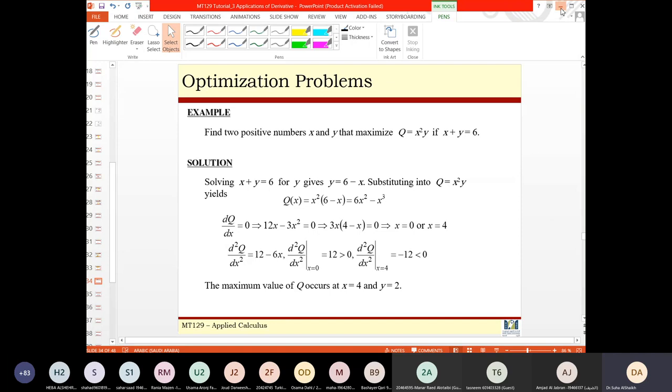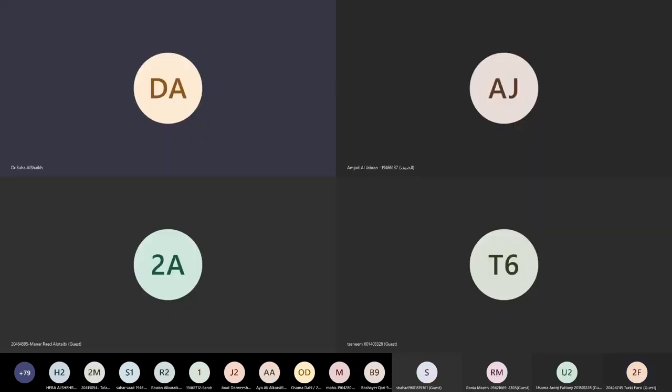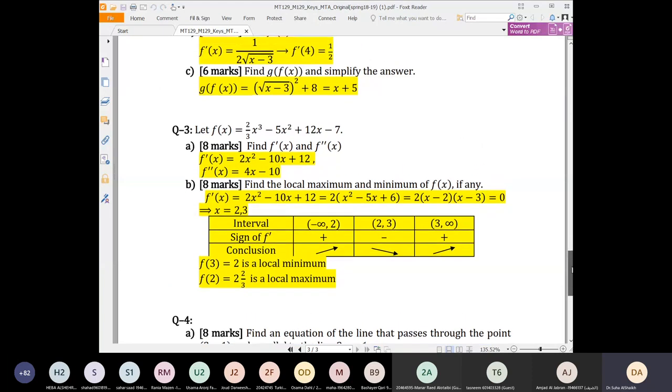I want to show you some questions that come in the exam. Let me show you some questions came before. One second. Check this question, for example.